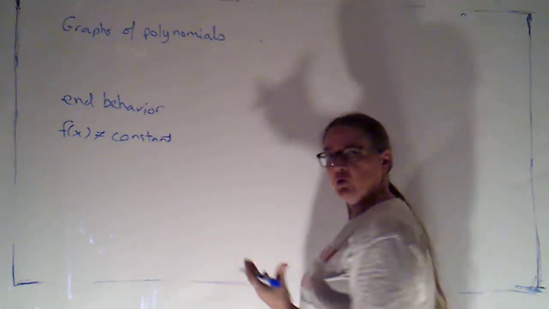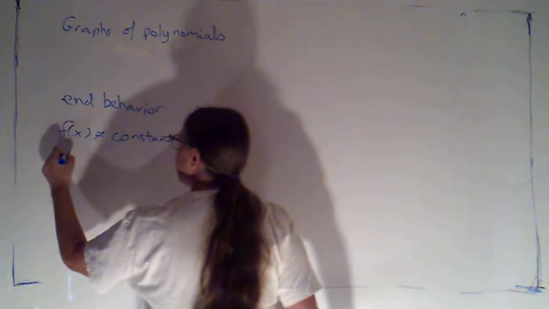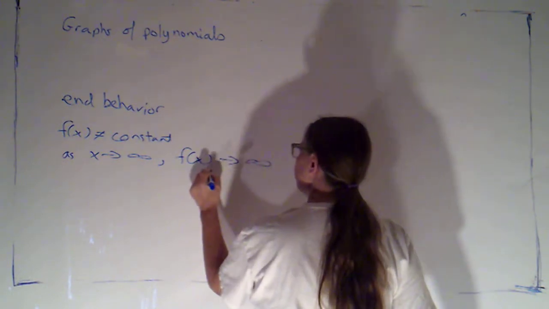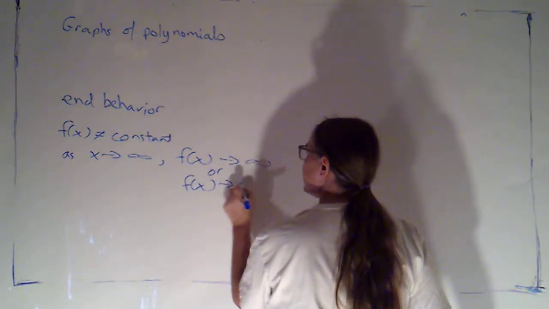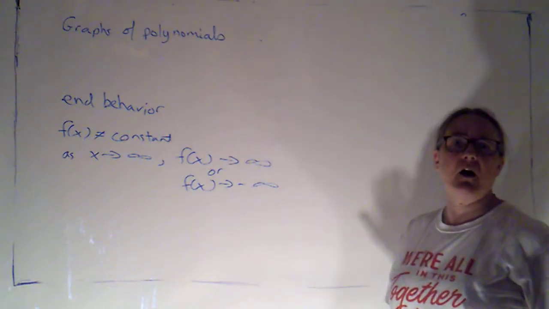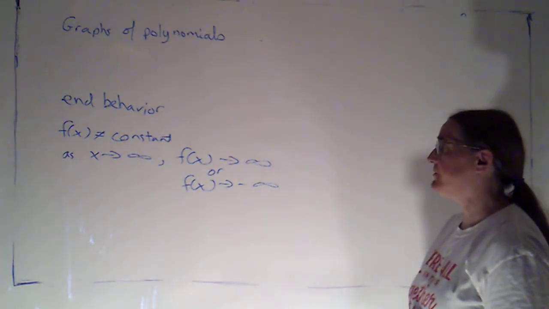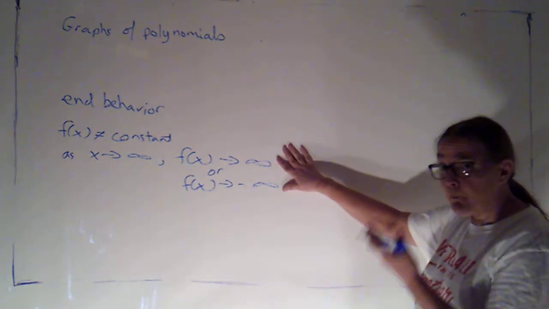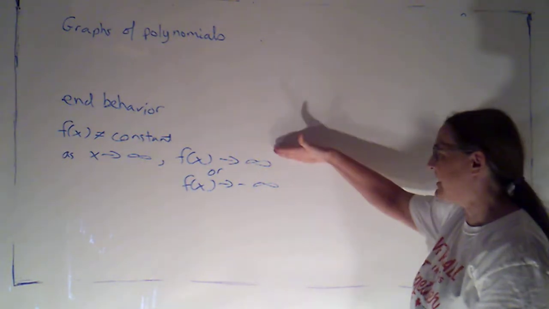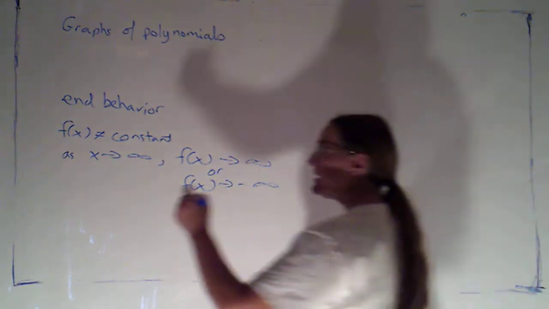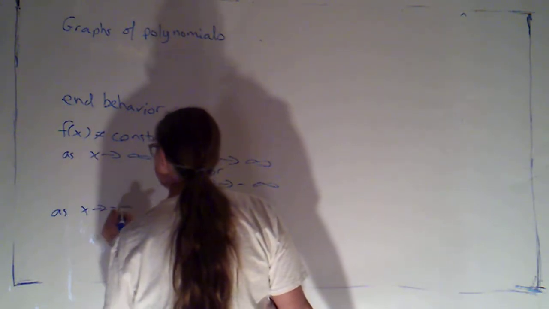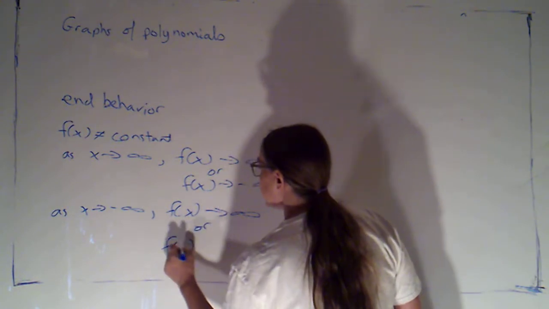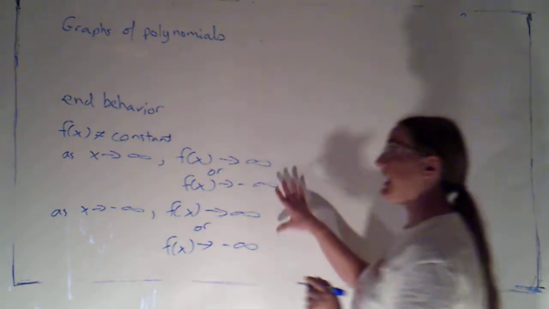which just means that the degree is 1 or bigger, as x goes off to infinity, f of x is going to go to infinity, or f of x is going to go to negative infinity, just depending on the sign of the lead coefficient. Those are the only two possibilities. F of x is going to get big. It's just a question of whether it gets big and positive or big and negative. Same thing as x goes to negative infinity. F of x is going to either get big and positive, or it's going to go to negative infinity, meaning it's getting big and negative.